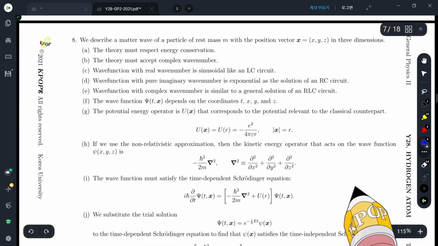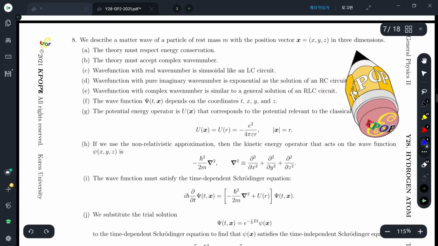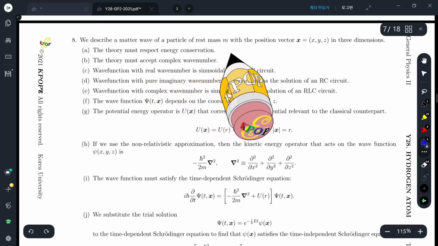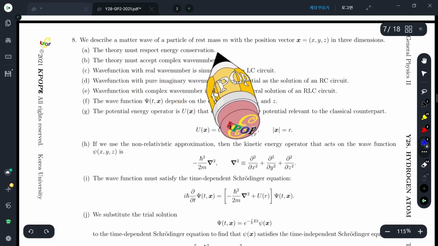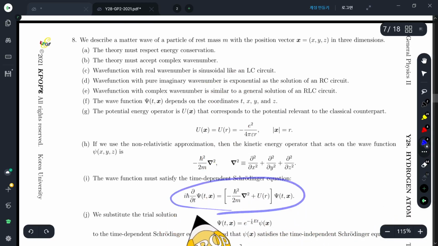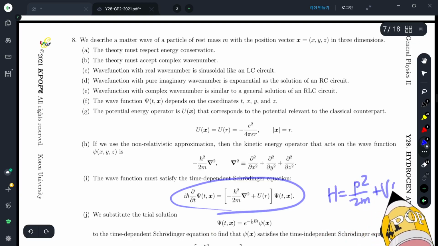Now, actually the theory of Bohr's model is completely wrong. We'd like to consider the problem in terms of Schrödinger's equation by solving the wave equation. When we construct the theory for the hydrogen atom, we must respect energy conservation, right? Energy conservation is respected because the Schrödinger equation comes from energy conservation. The Hamiltonian is kinetic energy plus potential energy.